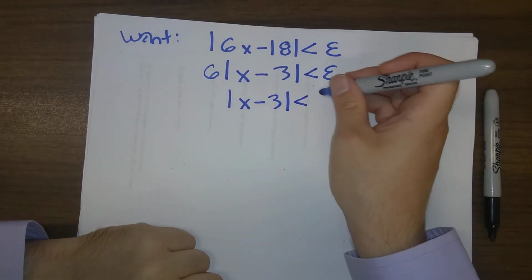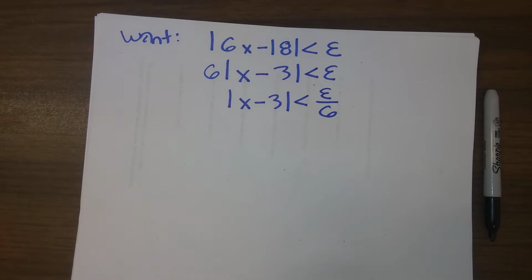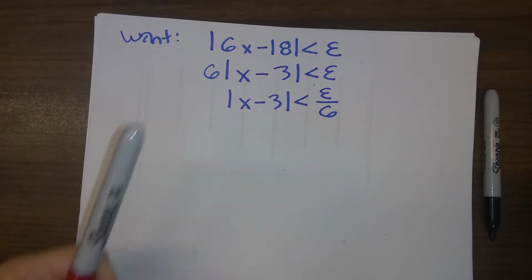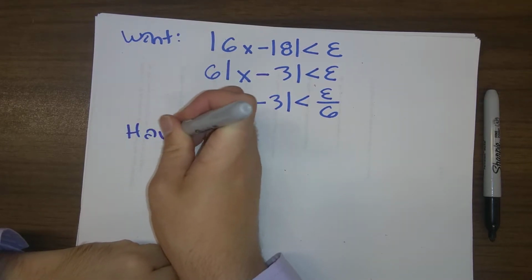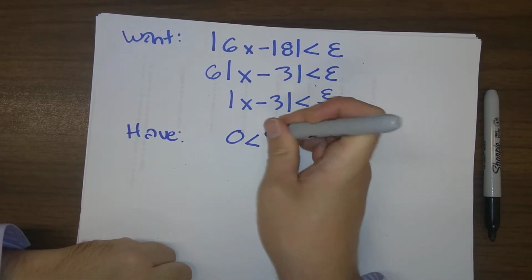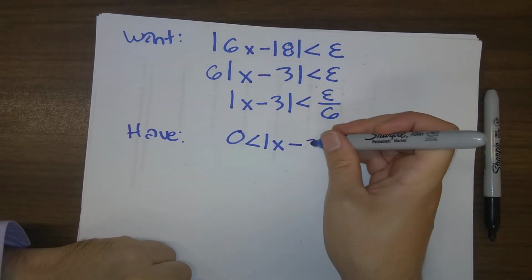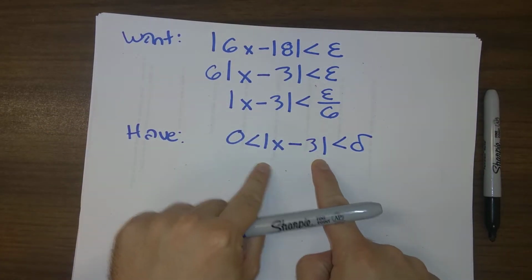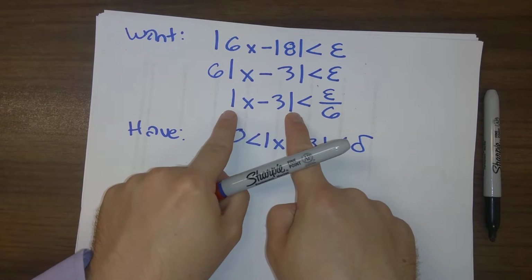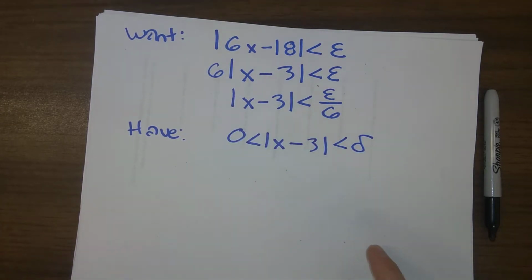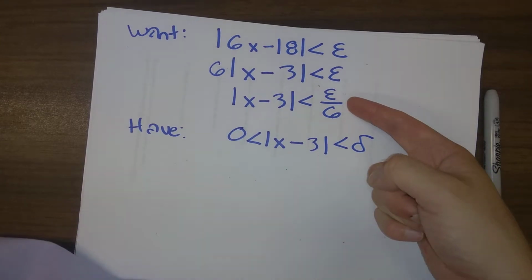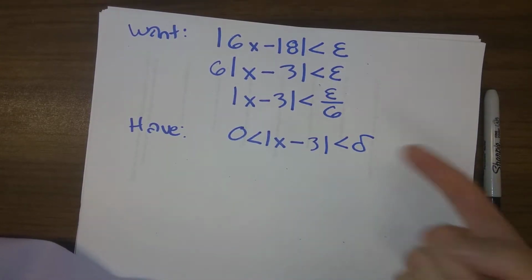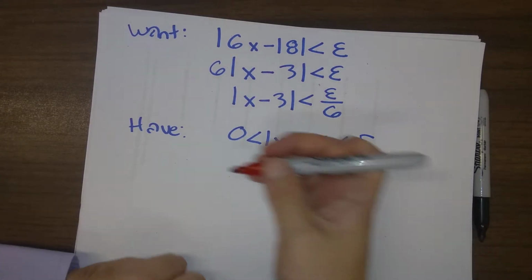And so now we see here that the absolute value of x minus 3 is, what do we want that to be? We want that to be less than epsilon over 6. Once again, I'll remind you, what we have here is that the absolute value of x minus 3 is less than delta. So in both of these expressions, we have the absolute value of x minus 3 less than something else. But the thing is, we're told what epsilon is, and we can pick delta to be whatever we want it to be. So, what's the obvious choice here for delta?